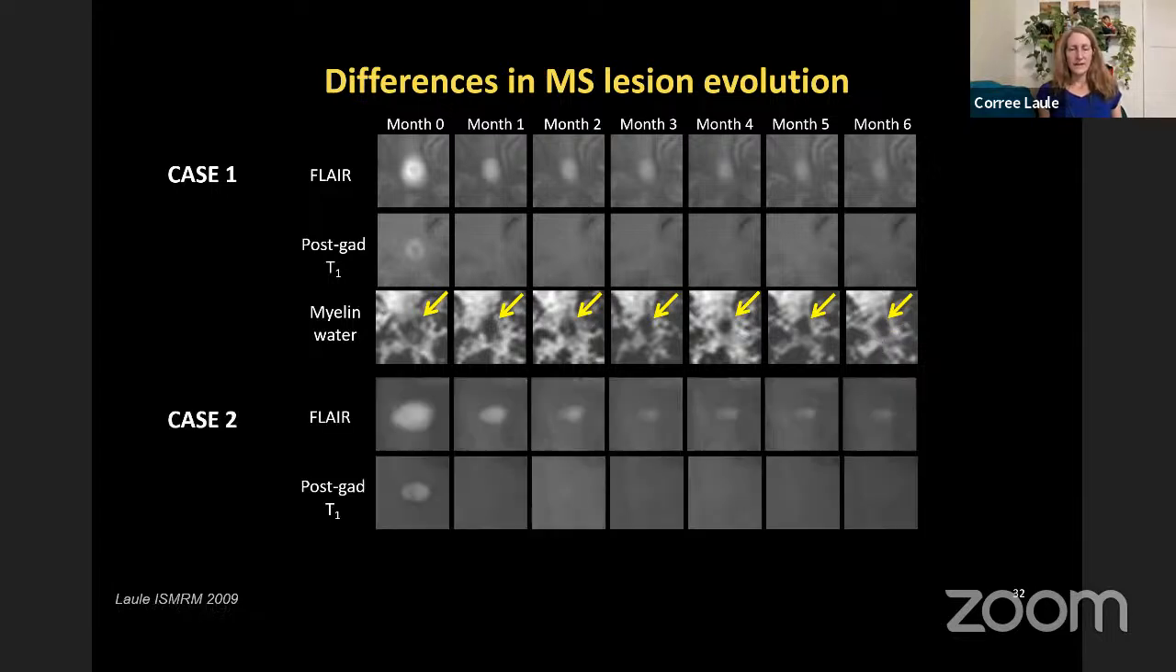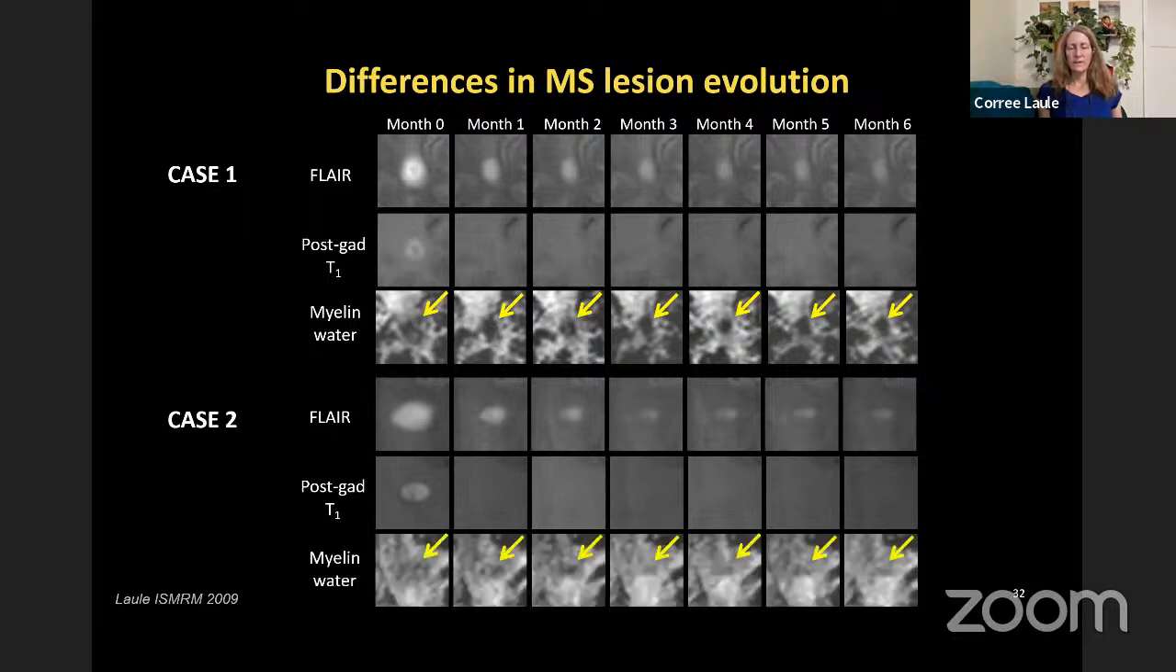Here we have a second case. It looks similar on the FLAIR and the post-GAD T1. But the corresponding myelin water image looks quite different. So you don't see that sort of dark central core where that lesion is, even though these images on the conventional image look very similar.